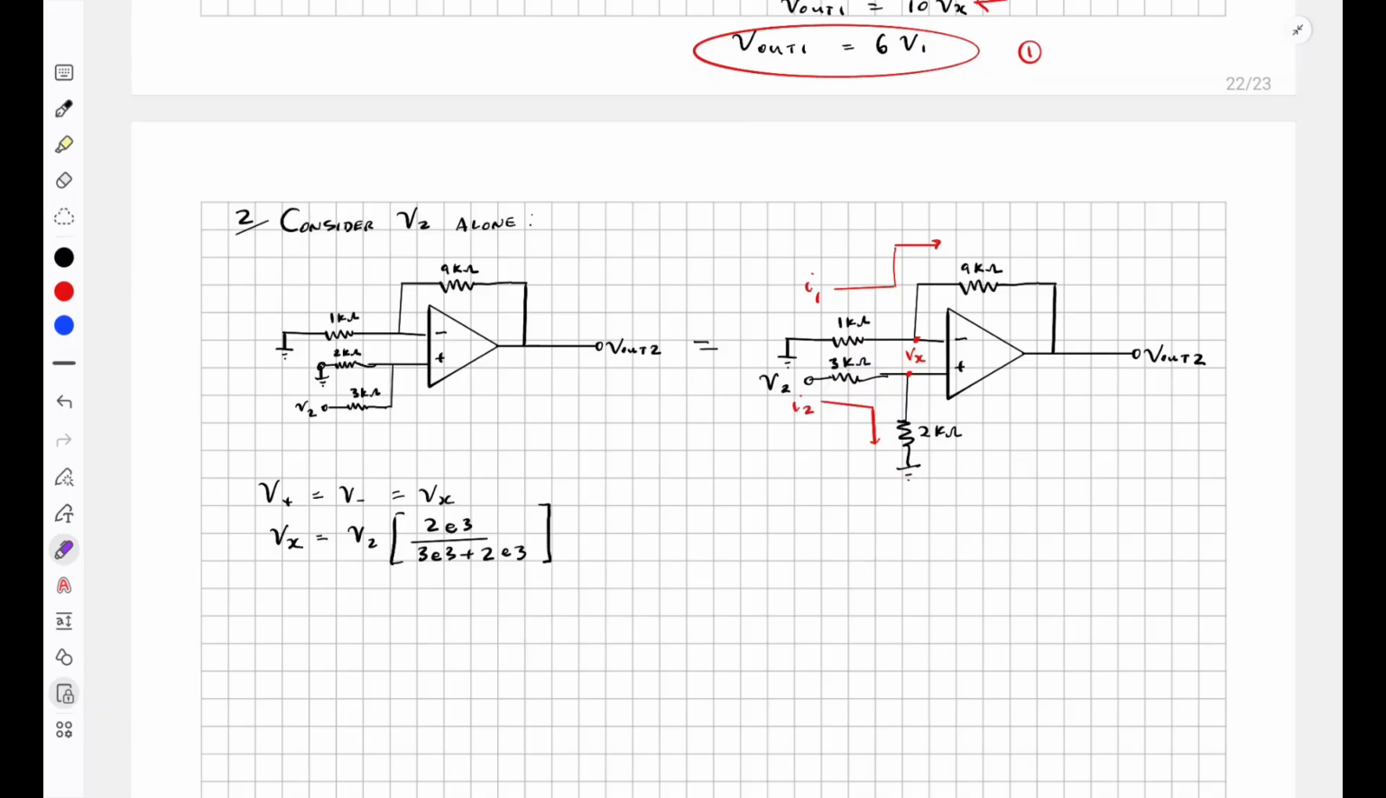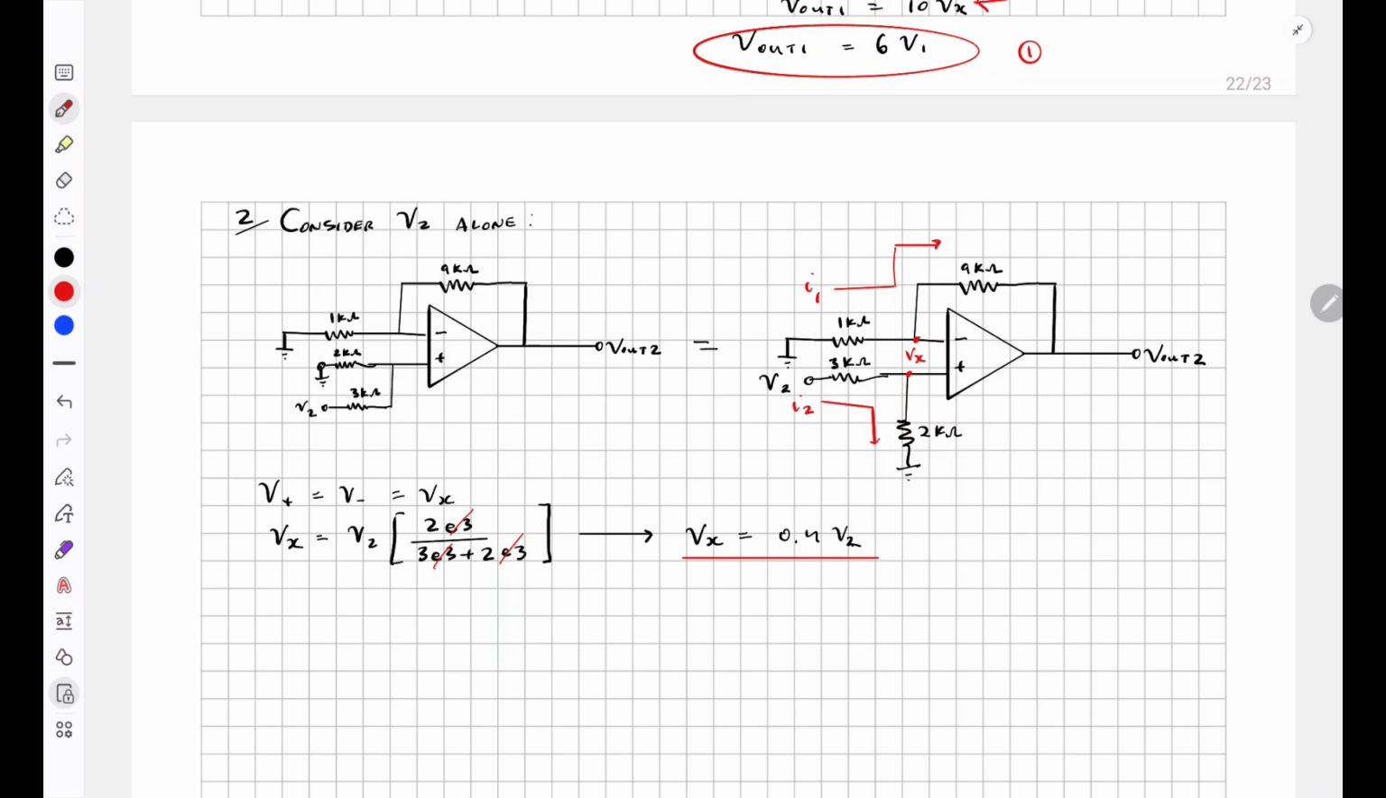In this case, again, kilo ohms cancel, so what you're left with is Vx is equal to, well, 2 divided by 5, so that's 0.4. Vx is equal to 0.4 V2. Okay, I'm just going to save this equation for now.